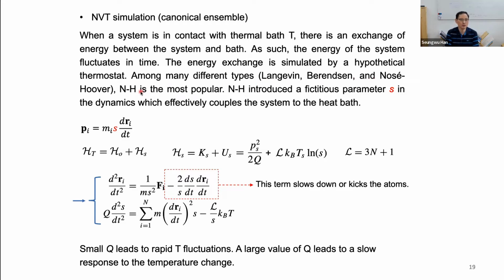The most popular is the Nose-Hoover thermostat, developed by Nose and Hoover. Here you have a fictitious parameter S, which interacts within the Hamiltonian. It interacts with the atoms. It is not seen in the simulation, but it hypothetically interacts with each atom, and it resembles some of the motion. If you have atoms on some surface, then from the thermal bath there's some kicking, and the Nose-Hoover thermostat simulates that kind of kicking motion.